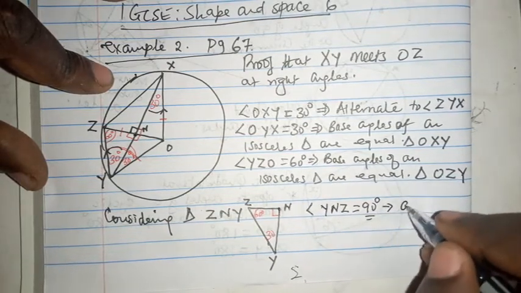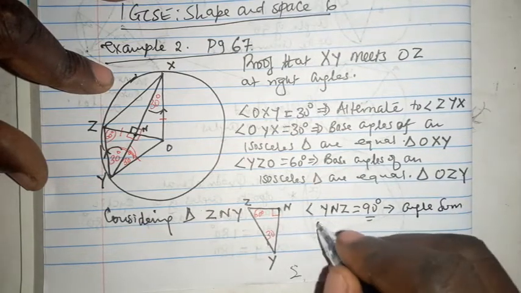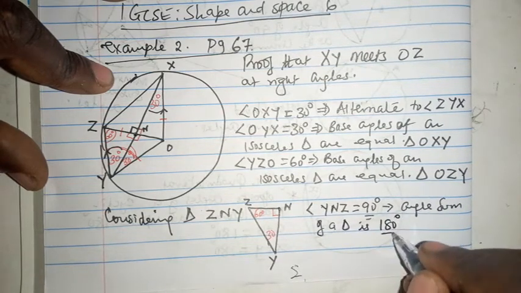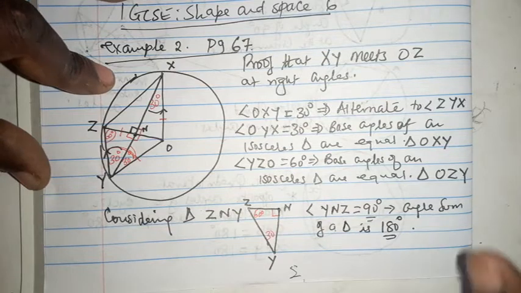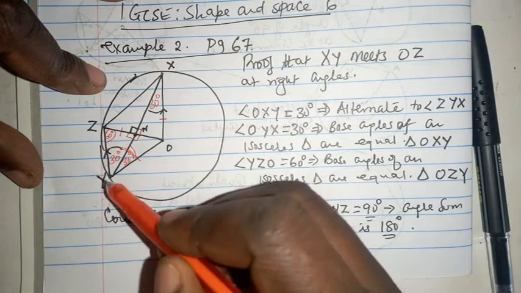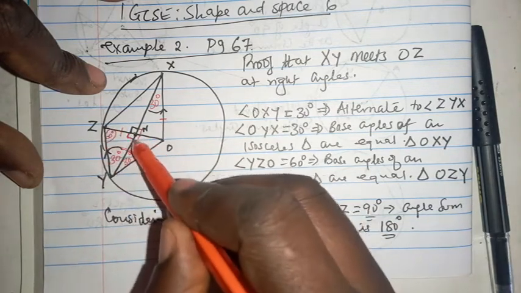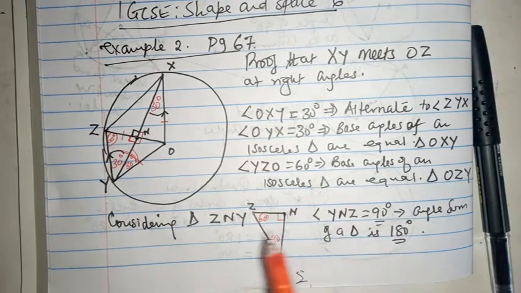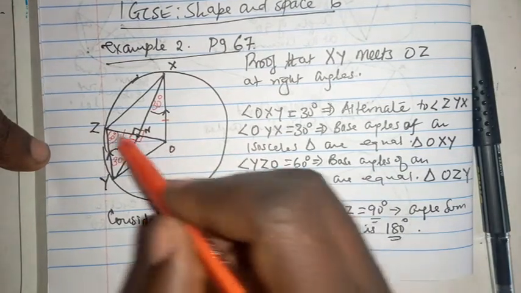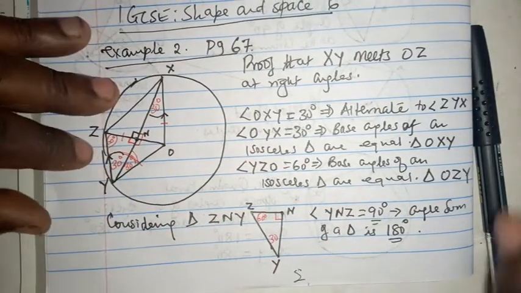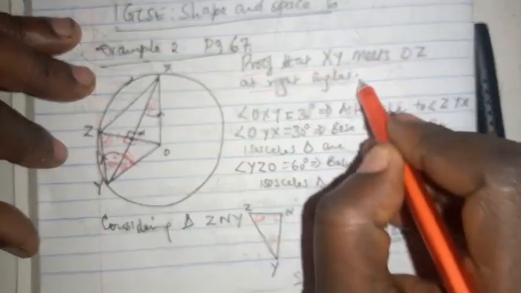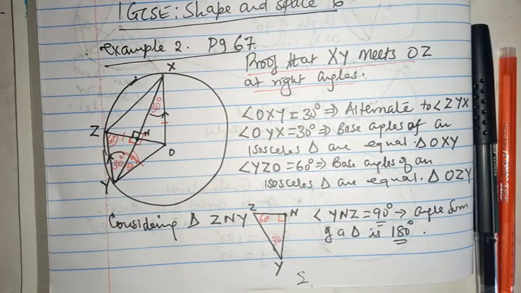Reason being, angle sum of a triangle is 180 degrees. And of course, when this one is 90 degrees, if we go to the main diagram, then you can already see that the chord XY meets OZ at right angles, and it has been proven. Then this proves that XY meets OZ at 90 degrees, and it's as simple as that.